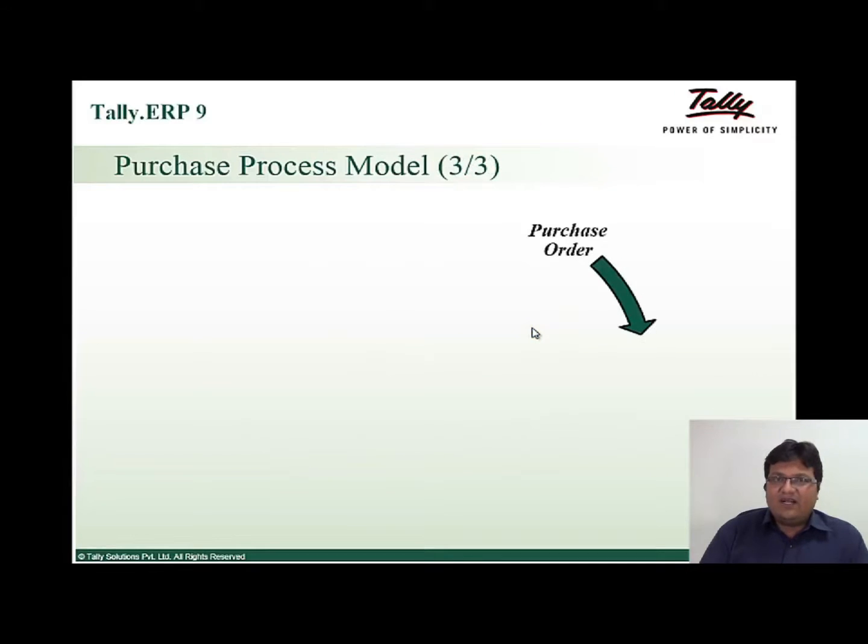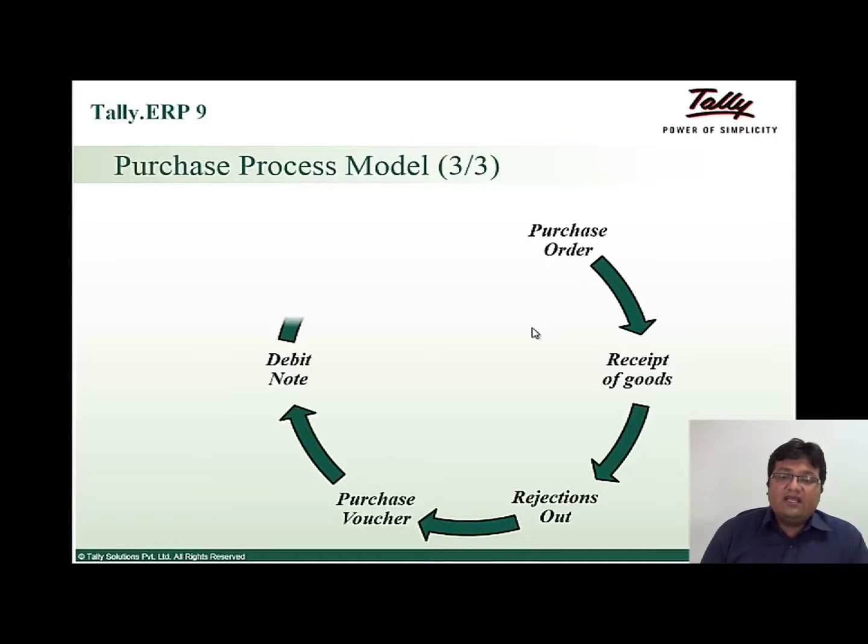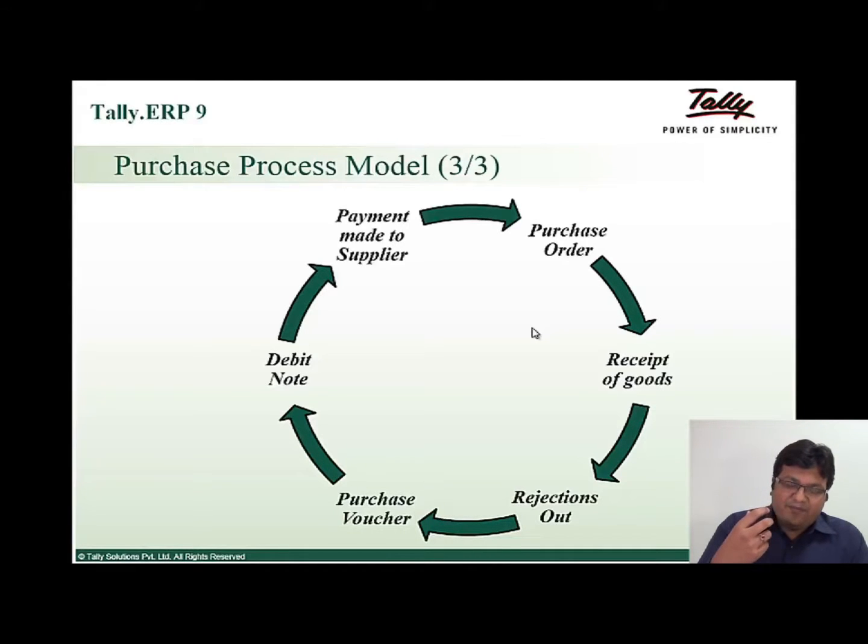The third model is an advanced model where a business places a purchase order with its supplier, the supplier sends the goods and I receive the material. In case the material is not in line with whatever I had agreed with, I will reject those goods and send it back. Based on whatever I have received and sent back, the supplier will send me the invoice. I will record it as a purchase.